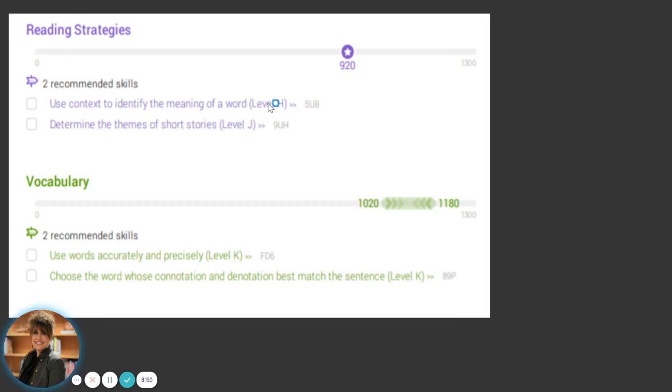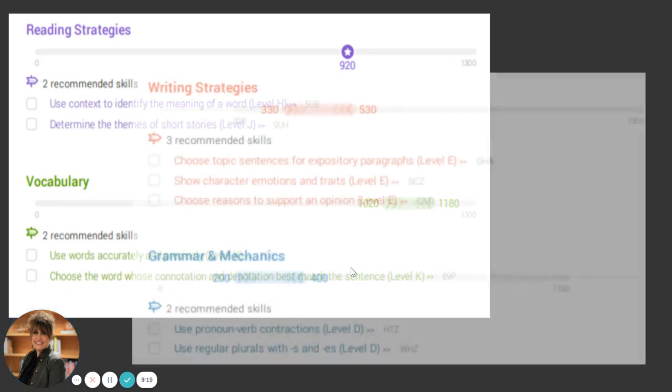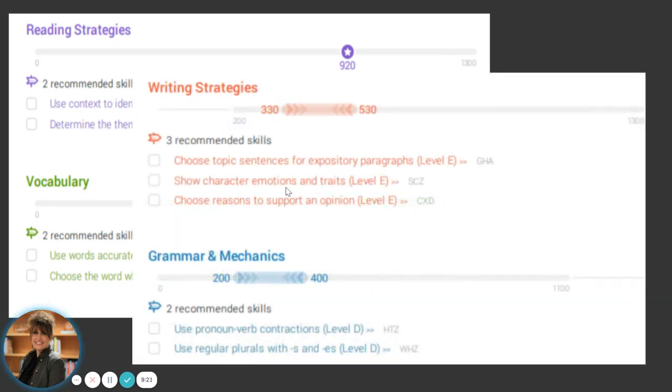the level they call it actually in iExcel, but this is going with the 9th grade, 2nd month in. Some recommended skills based on diagnostic are these two things: identifying the meaning of a word in context, and then the theme. And then you have vocab, and you can see about using words accurately or the connotation and denotation. Those are based, again, this student was stronger on vocab, weaker on the actual reading strategies, but that's why this is customized. Then you have the writing ones.